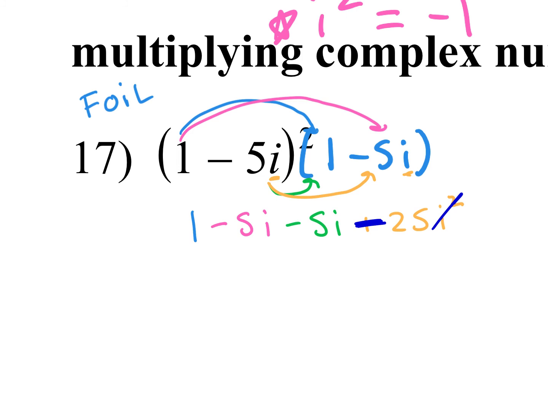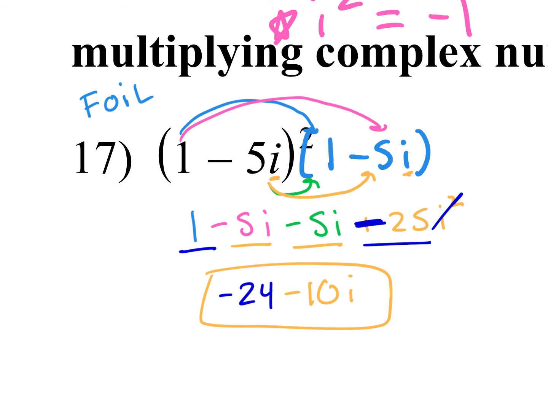What are our real numbers now? So what's 1 minus 25? Negative 24. What are our imaginary numbers? What's negative 5i minus 5i? Negative 10i. So that's our answer.